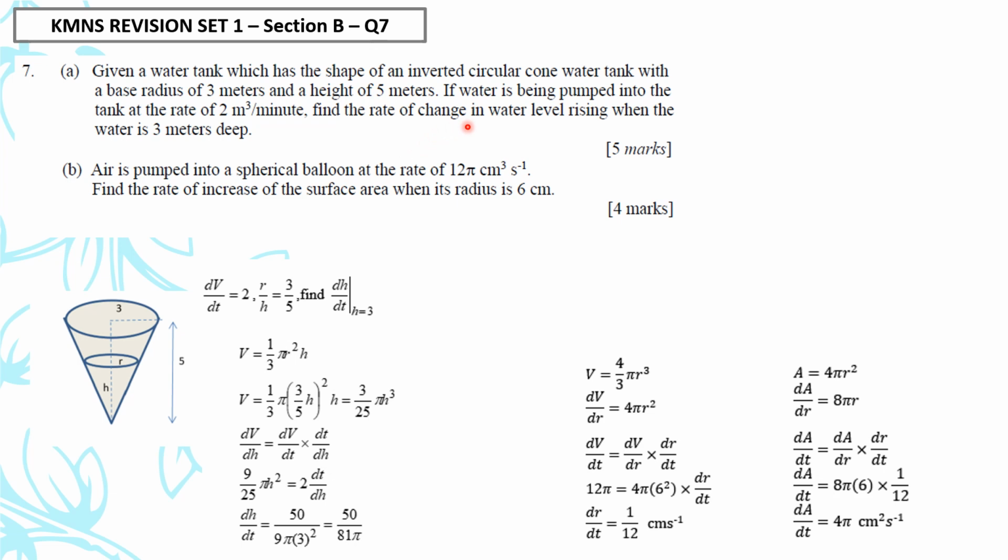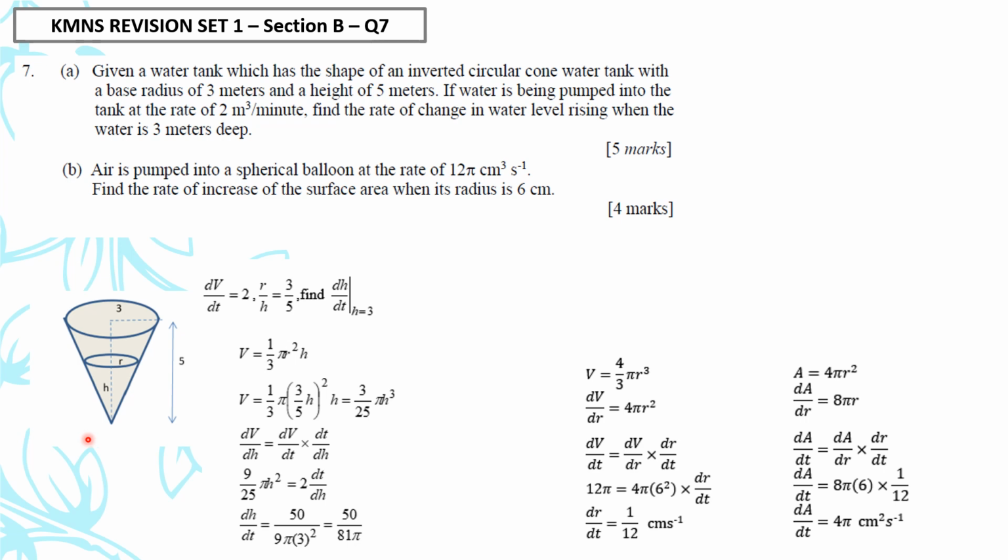And it says find the rate of change in water level, meaning that it asks you for dH over dt when the water is 3 meters deep, when H equals 3. So these are the information given by the question. These are the shape that we are dealing with.